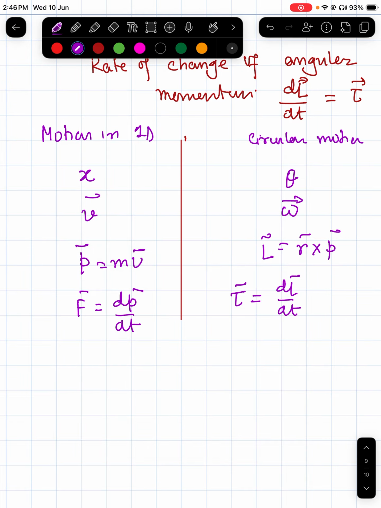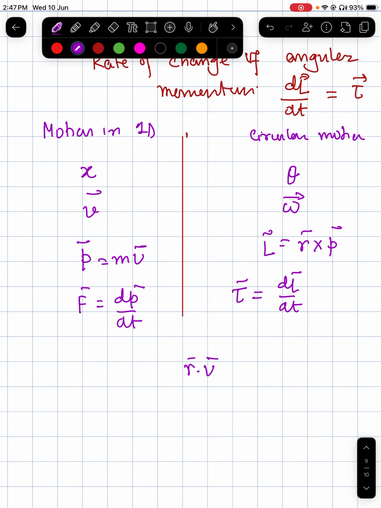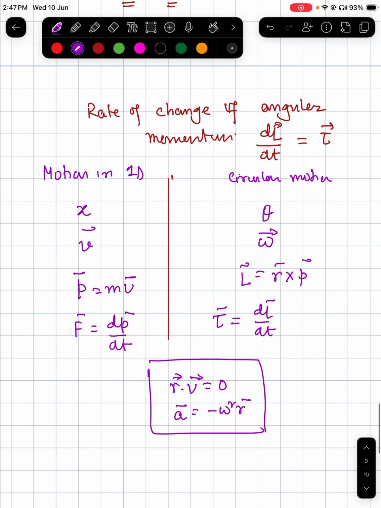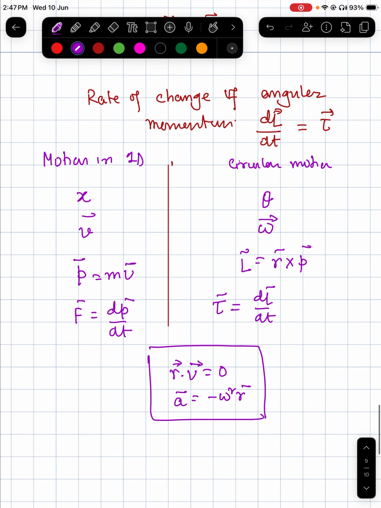Okay. And besides that, we have found the centripetal acceleration. We have found r dot v equal to 0 at any instant of time in uniform circular motion. So angular velocity, centripetal acceleration, we have found all the things properly. Yeah. So this is a complete picture of the rotation of a particle in a uniform circular motion. And we have drawn the correspondence between the motion in 1D and circular motion. Okay. That's all for that.